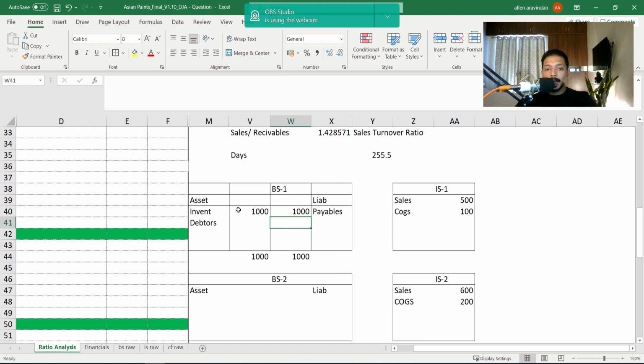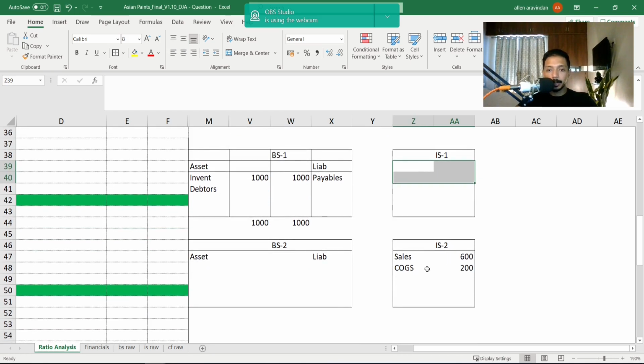For simplicity's sake, let's consider income statement 2, because let's say that we didn't sell anything in the first year. Let's start from balance sheet 2. Now in the second year, what's going to happen? We had inventory of 1000 out here, and we had payables of 1000 out here. Same structure. Now let's say we did a sale of 600. That means I have taken some part of inventory and sold it, and let's say that 600 comes up as debtors.